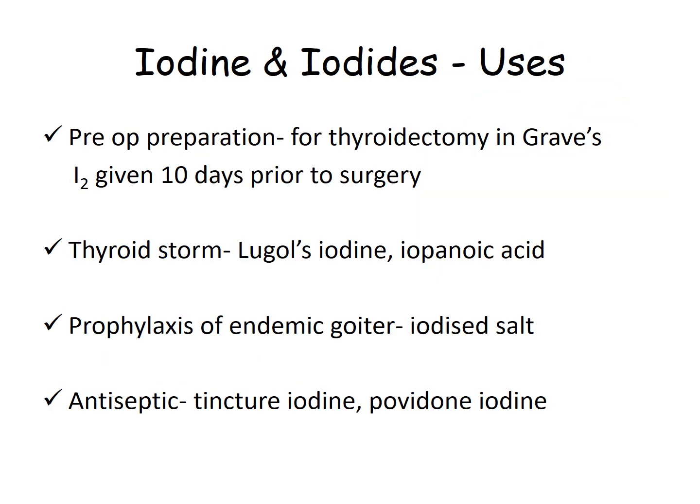They are mainly used in pre-op preparation. So for thyroidectomy in Graves' disease, iodine is given 10 days prior to the surgery. The mechanism I have already discussed: they will make the gland more firm and less vascular, the gland size will be reduced, and they can also help to normalize the thyroid function.